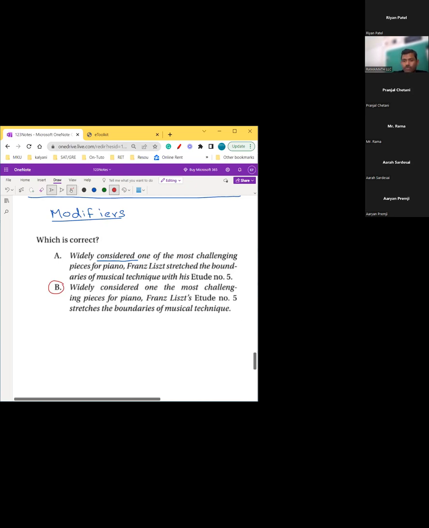But what does participle mean anyway? We need to know what a participle is. What do you think? Put it in the chat box. What does participle mean? Put it in the chat box, whatever you think.